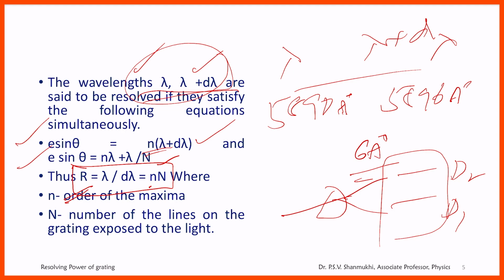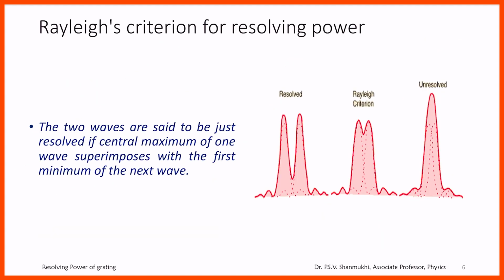What is that small n? Small n is the order of the maximum, whether it is the central maximum, first order, second order, third order. Capital N is the number of lines on the grating exposed to the light. How many lines are exposed? Not the total number of lines, but the lines exposed to the light. So using this formula, we can determine the resolving power of the grating. If more resolving power is there, we get more resolution and clearer pictures from that optical instrument.